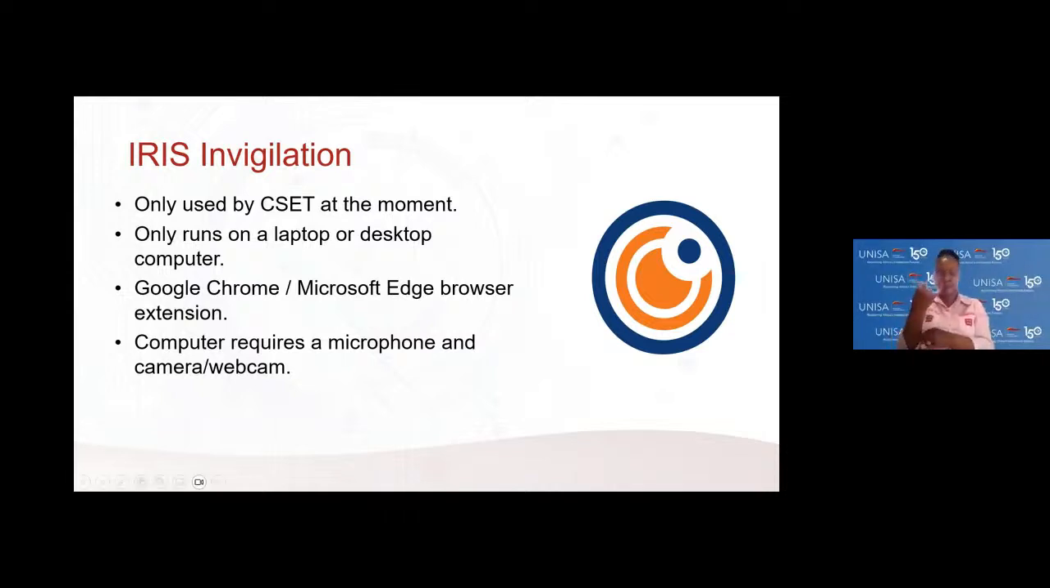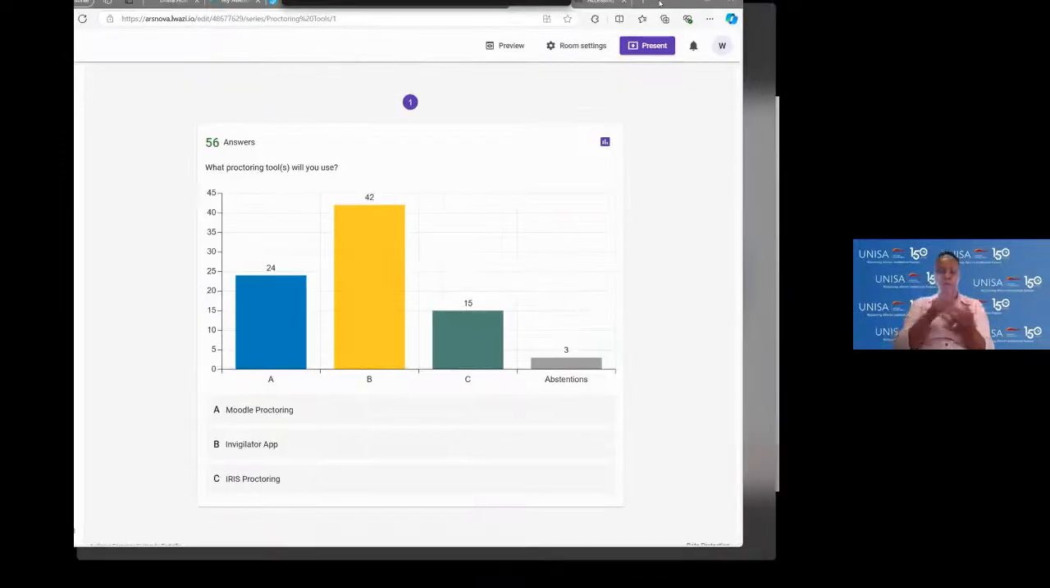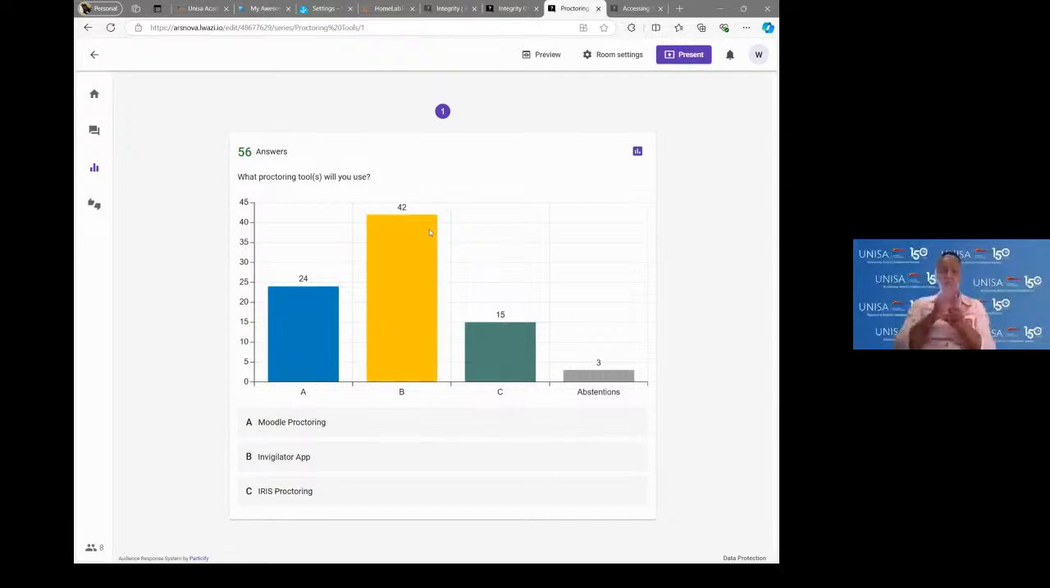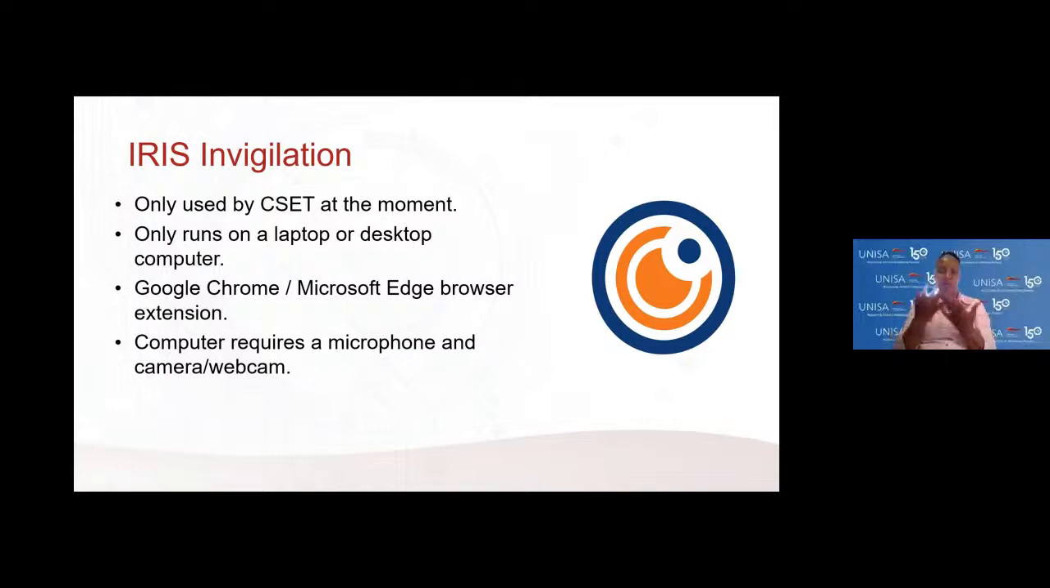Now, interestingly, I was looking at the polls earlier. So thank you for all the responses. You can see the majority of you are going to be using the Invigilator app, quite a few also Moodle Proctoring. And then we've got Iris Proctoring. So why is that one so little? Now, the reason for that is because it's the College of Science, Engineering, Technology that uses this one currently. There is some CAS modules that will use it for the assignments during the year, but I've checked for this exam, it's still only the College of Science, Engineering, Technology that will be using it. So if you're doing computer science or any of those, you know you're going to be using Iris.